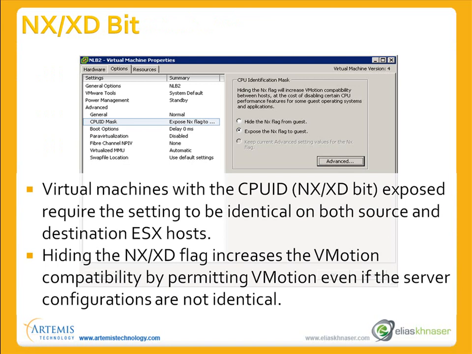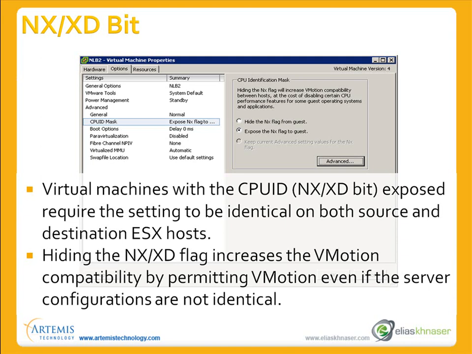AMD's version of that is No Execute, which is NX, and Intel's version of that is XD, which stands for Execute Disable. For the most part, they both serve the same security function, and that's to mark memory pages as data only. That would serve to prevent, for example, malicious software exploits, and to also prevent buffer overflow attacks. Now, if you have NX/XD enabled on the host, then it would need to be enabled on the destination host in order for vMotion to work properly.